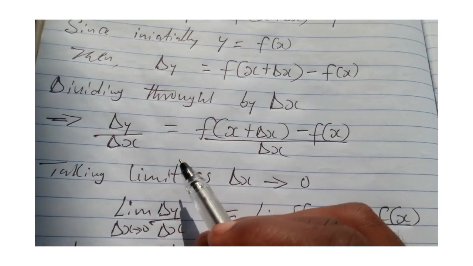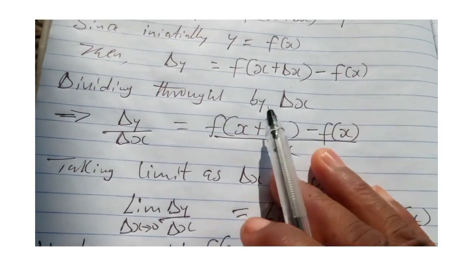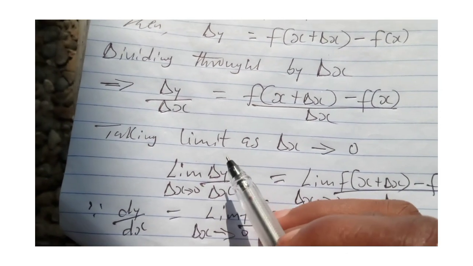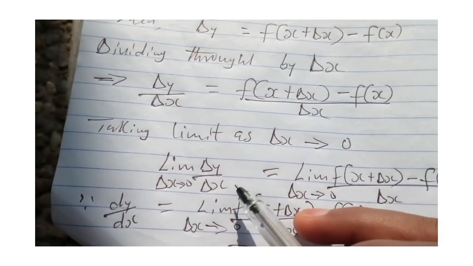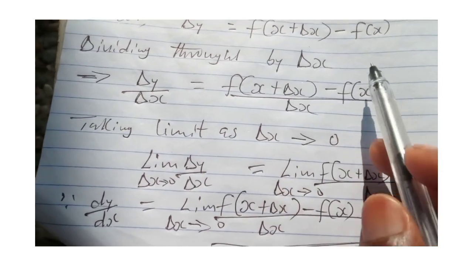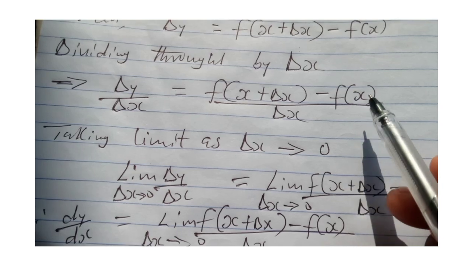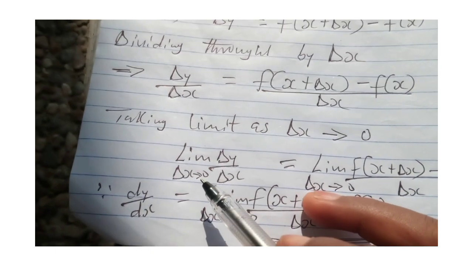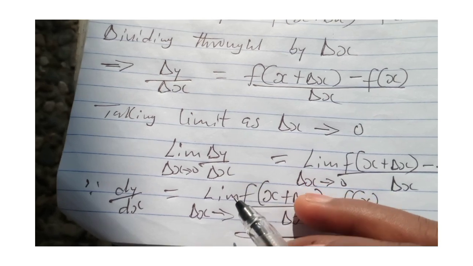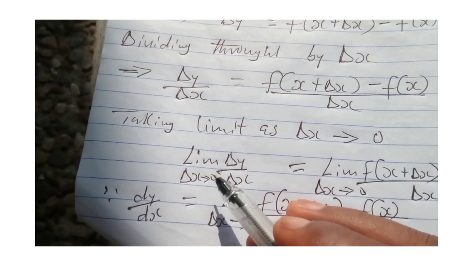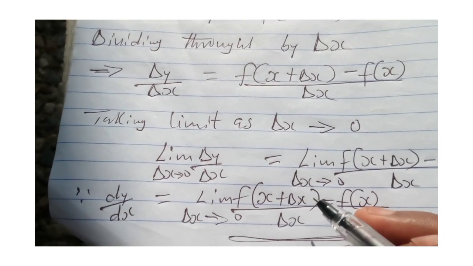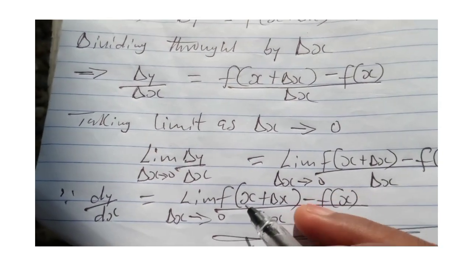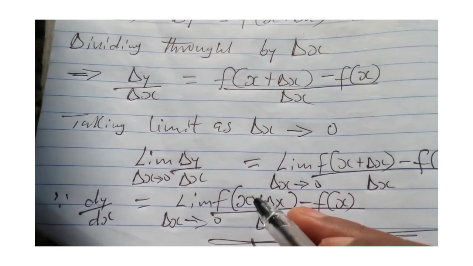And for us to get the small letter dy over dx, which is the gradient of the function, we take the limit as the capital δx tends to 0. We take the limit of both sides: the limit of δy over δx as δx tends to 0 equals the limit of f of x plus δx minus f of x all over δx as δx tends to 0. As δx tends to 0, the capital δy over δx becomes the small letter dy over dx. So we are left with the limit of f of x plus δx minus f of x all over δx as δx tends to 0. And this is the basic formula for first principle. This is the formula we use in solving first principle, so just take note of it because we are going to use it to solve examples.